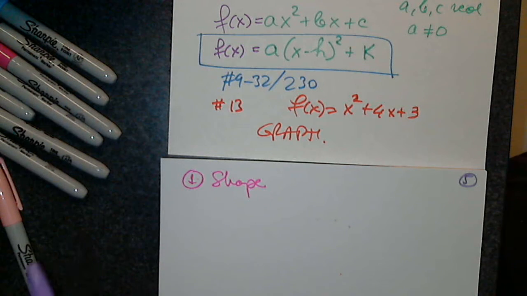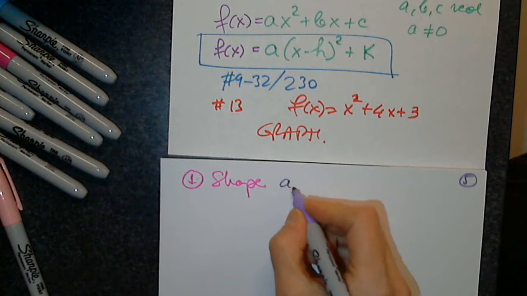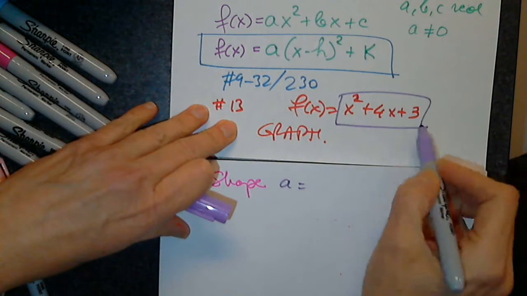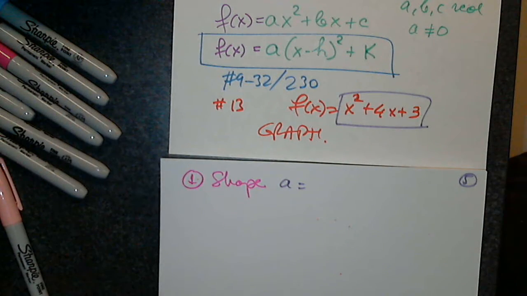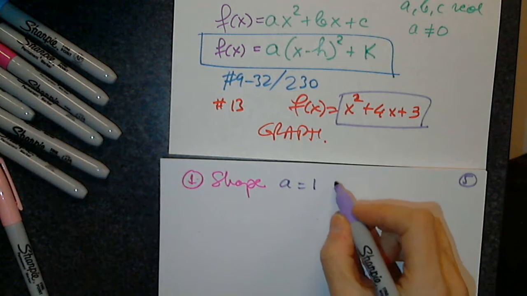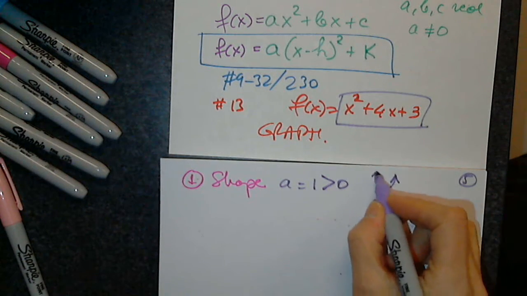Perfect. So in this case, how much is the leading coefficient? And remember, this has to be in descending order. No matter what order it is given to you, you have to rearrange it. So it has a minimum or a maximum? Yes, because a is 1, which means positive. It has a minimum. Perfect.